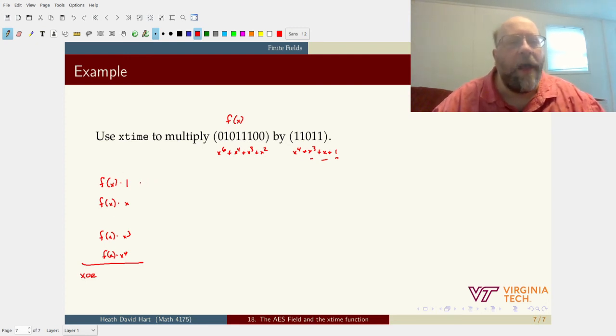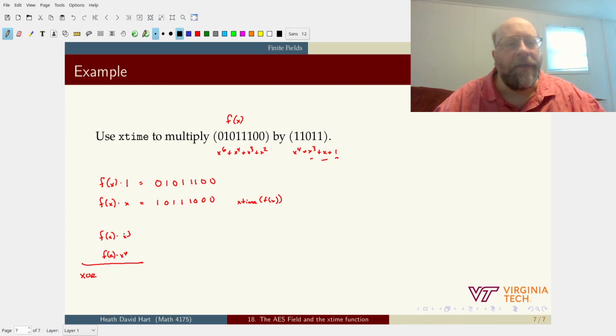Well, f of x times 1 is easy. That's just the original polynomial, which is 0, 1, 0, 1, 1, 1, 0, 0. F of x times x is the same thing as xtime of f of x, which is we shift the polynomial 1 to the left. We check to see if it's overflowed, if the degree is 8, and it's not, so we don't have to do the XOR step. All right.